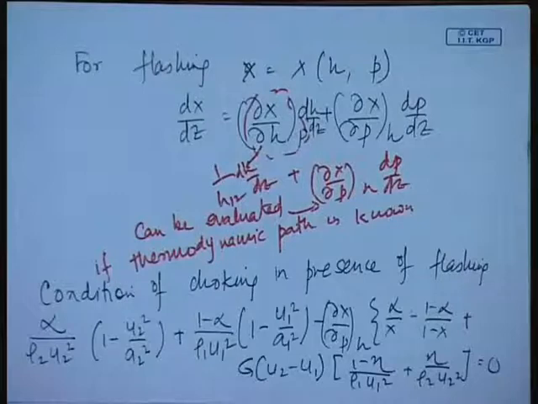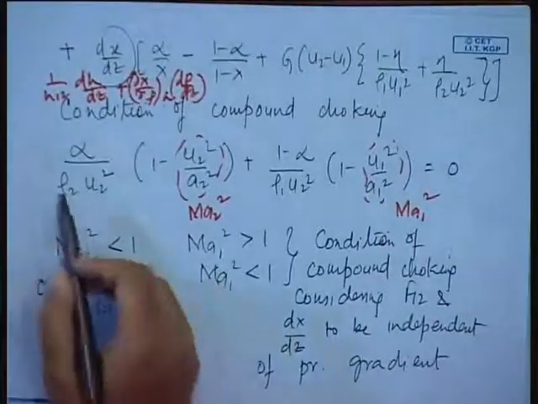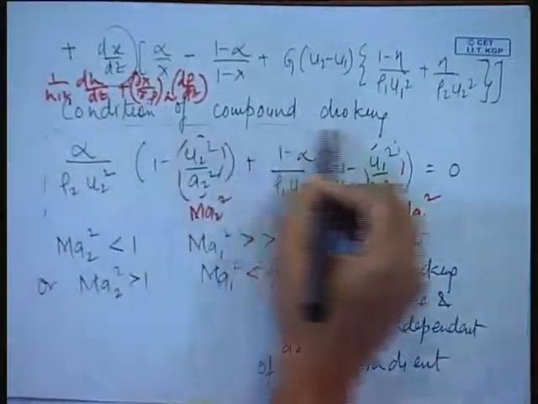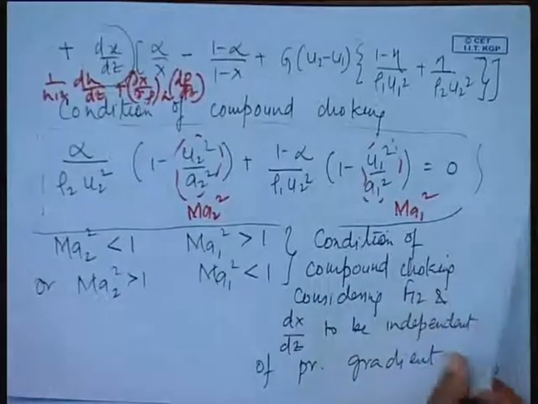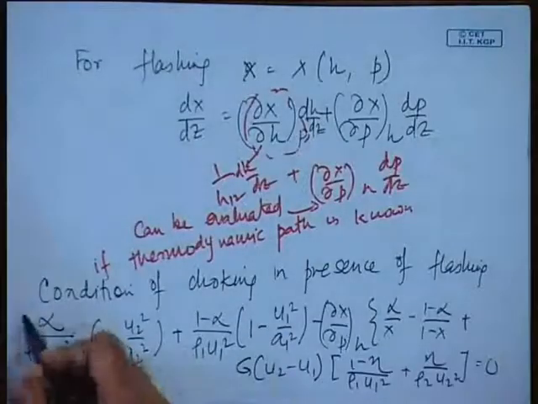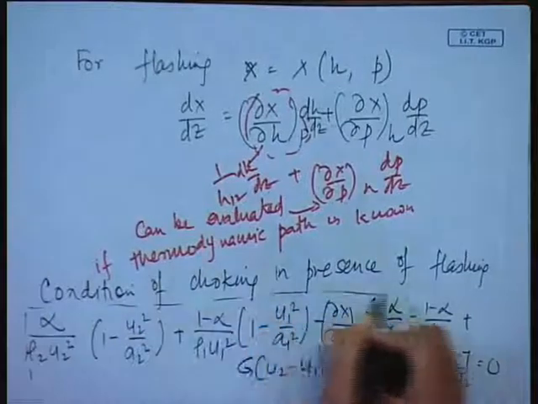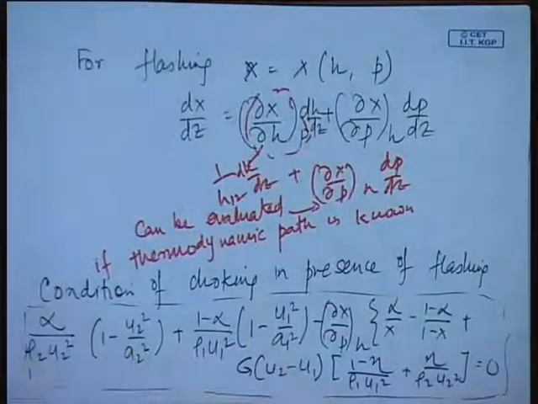So, in absence of flashing, your condition of choking is given by this particular expression. And in presence of flashing, your condition of choking is given by this particular expression being equal to 0. So, we find that in presence of flashing, your choking should depend on the value of eta.